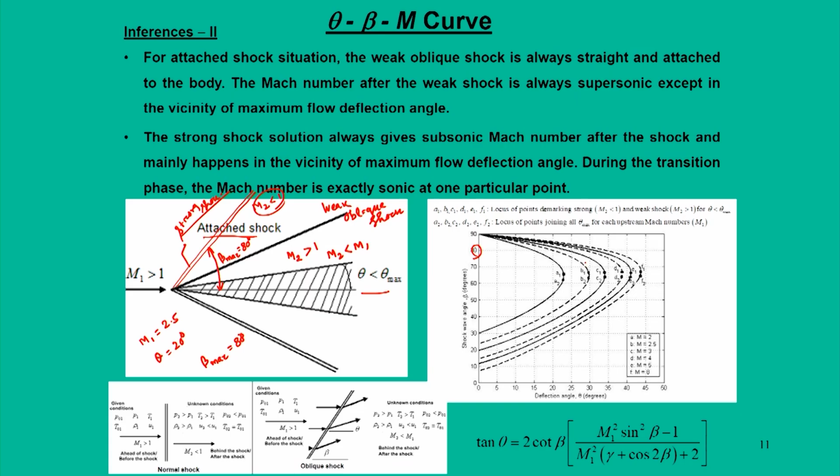So, what it means is that if you take this maximum flow deflection angle for every curve, A2, B2, C2, any solutions above this refer to a strong shock. Any solutions below this we say is a weak shock region. And this point A2, B2, C2, D2, E2 separates them, which is the important point for theta max corresponding to upstream Mach number M1.